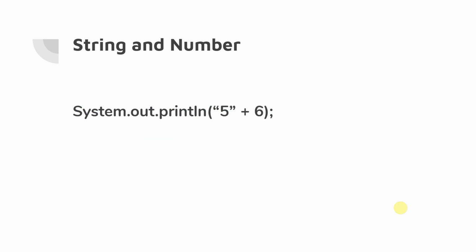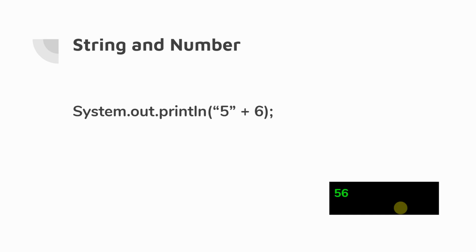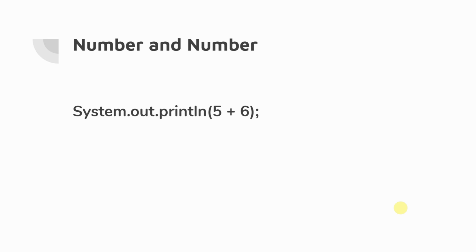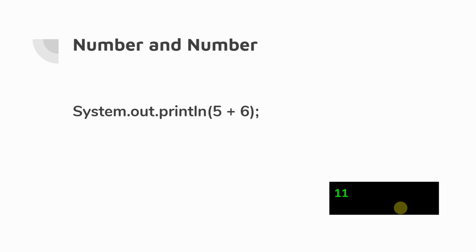Okay, what if we write the digit 5 in double quotes as a string and plus 6? So 5 is still a string, it's not a number. This digit is represented as a string, not as a number. So it will be 56 because they will be concatenated. Okay, what about 5 plus 6? These two are numbers, so they must be added, the plus acts as the arithmetic operator. So it will be 11.